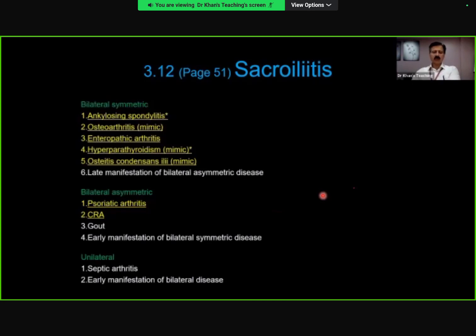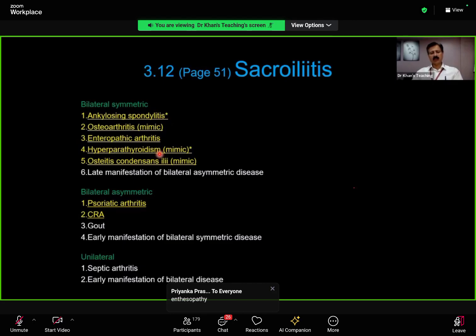Now, in sacroiliitis, it can be bilateral symmetrical, it can be bilateral asymmetrical, and it can be unilateral. So, ankylosing spondylitis, for example, is bilateral symmetrical. I want to warn you about these two. Hyperparathyroidism has come in the exam many a time. And if you see here in Chapman, they have mentioned this word mimic. I will explain to you what happens.